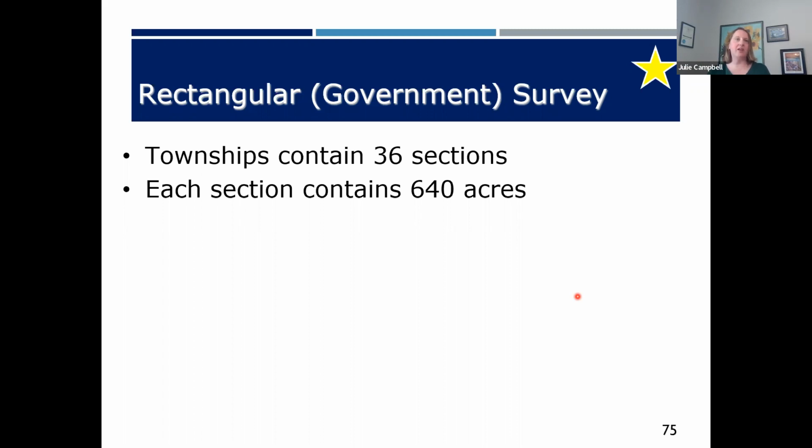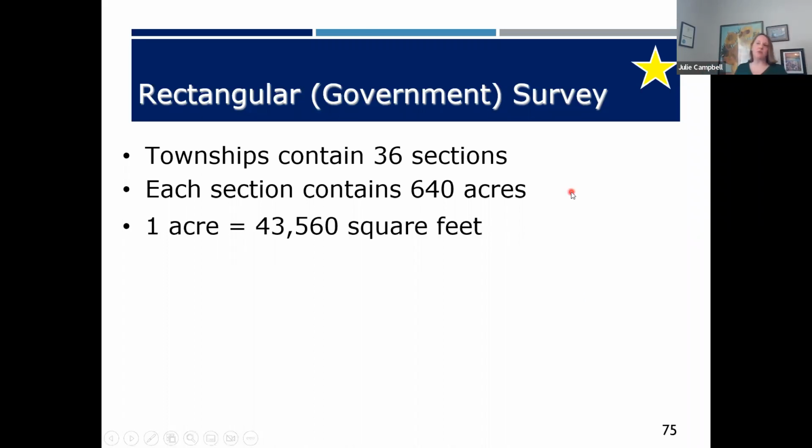There's another number when it comes to measuring, not even so much for the government rectangular survey system, but just measuring in general. It's probably one of the most important numbers you'll learn in this class. That number is 43,560. 1 acre. Every acre contains 43,560 square feet. You've got to know that number.